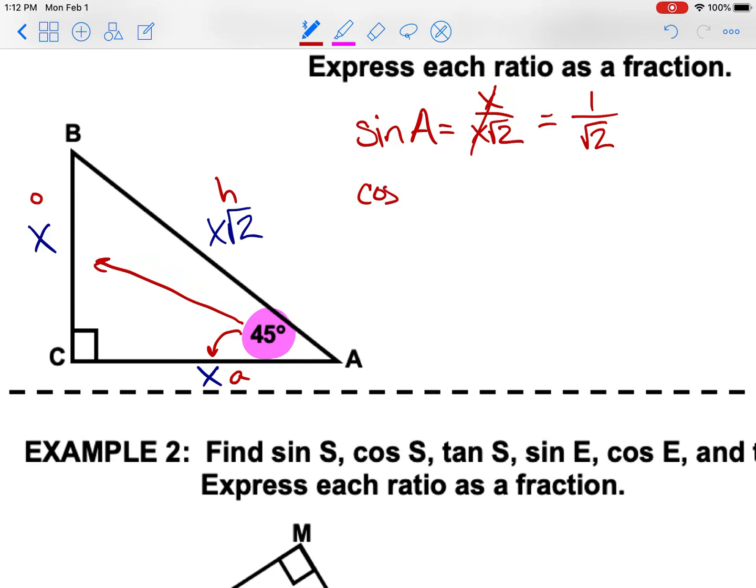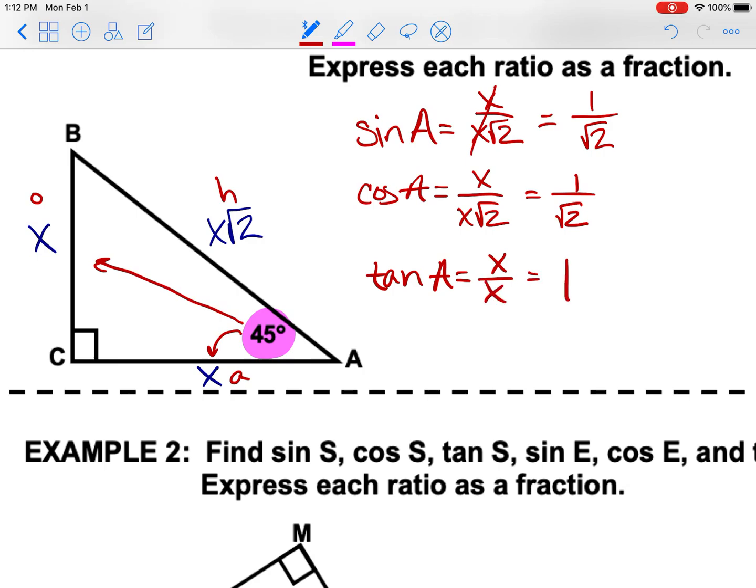Okay, cosine of A, the definition of cosine is A over H, so our A is X, H is X square root of 2, again, since it's an isosceles triangle, and so it reduces down to the same thing. Then tangent, remember, is O over A, so x over x, which does simplify to 1. So you're just writing out who your O, A, and H are, and then you're just setting up your ratios and simplifying if you can.